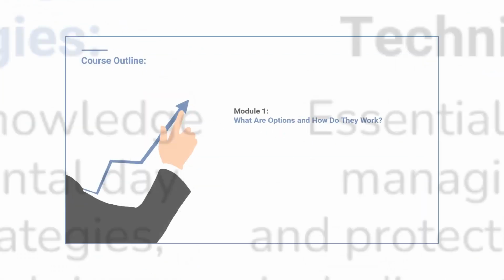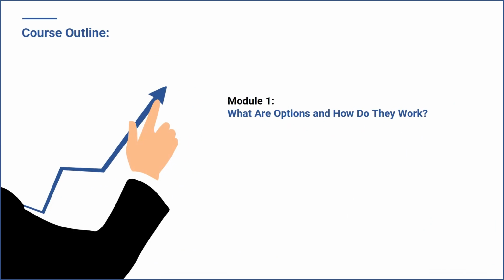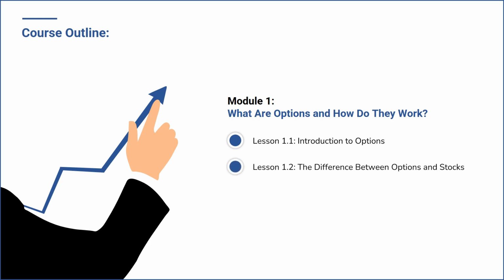And the course outline. In module one, we're going to be talking about what are options and how do they work. Lesson 1.1, we're going to talk about introduction to options. Lesson 1.2, we're going to talk about the difference between options and stocks trading. We're also going to talk about two types of options, which is calls and puts.